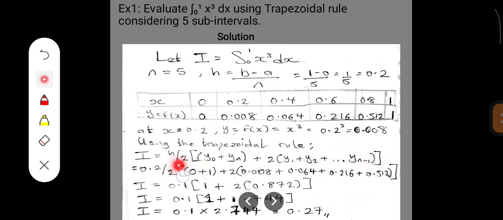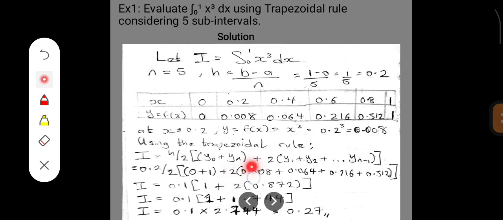Now let's fill in the values. So h is equal to 0.2 divided by 2. Now y subscript 0 is the first ordinate, that is the value of y when you substitute our lower boundary, so that is 0. Now y subscript n, that is the last ordinate, which is the value of y when you substitute the higher boundary, which is equal to 1 here.